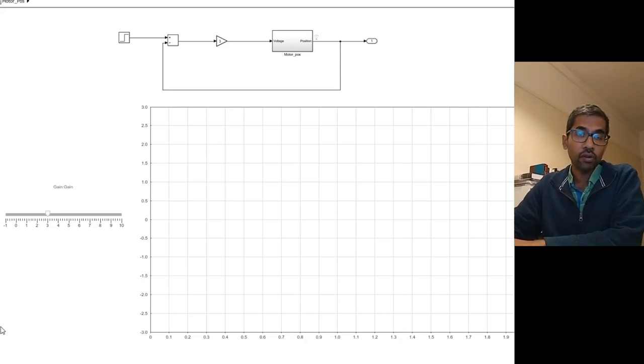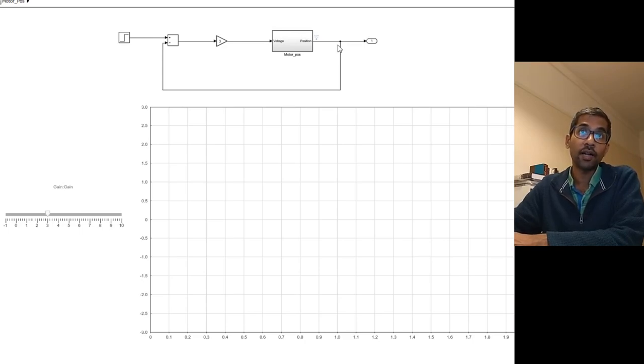Okay, this is a software called Simulink, and Simulink is a part of the MATLAB software. What I've done in Simulink is I've built a position control system. So, this is the position control system here. Here's a motor which takes a voltage input and gives a position output.